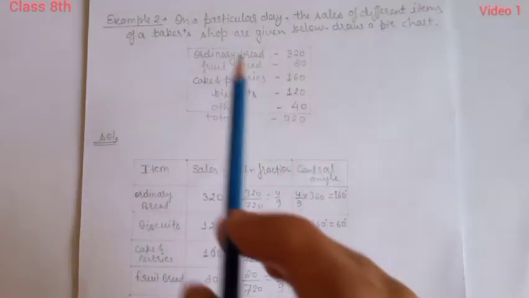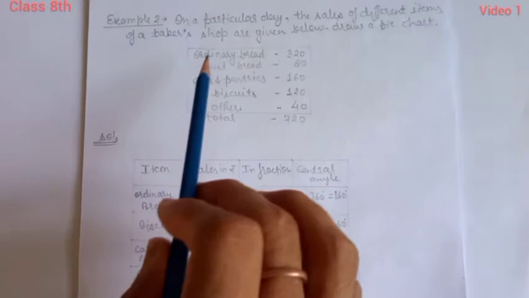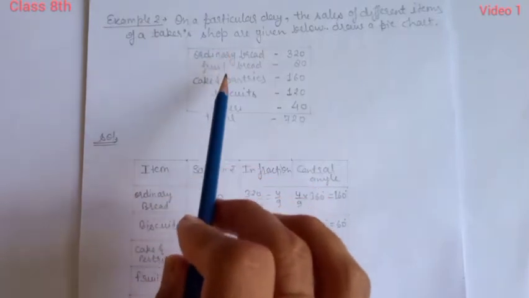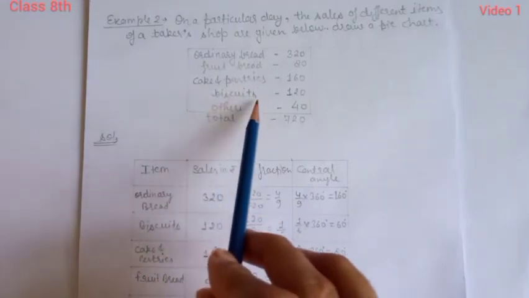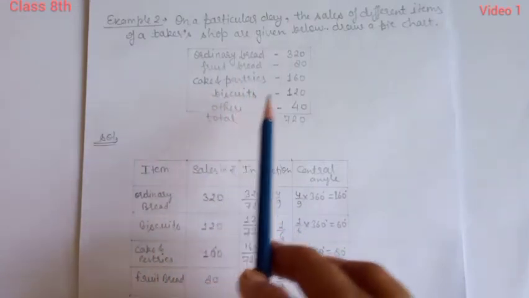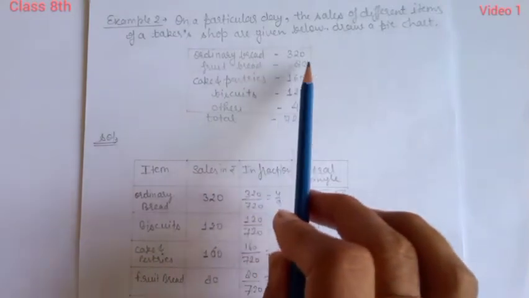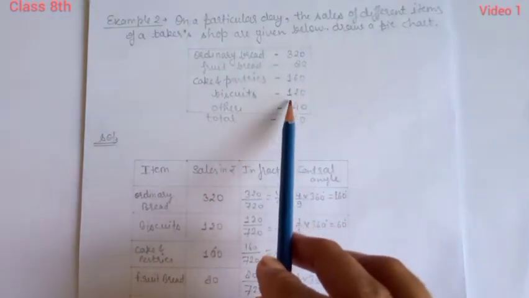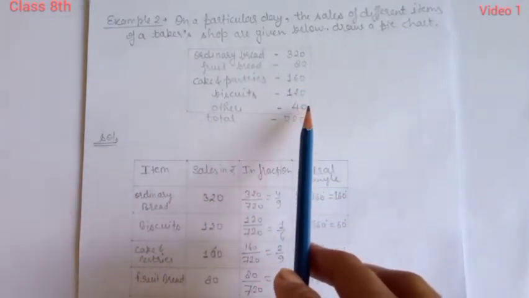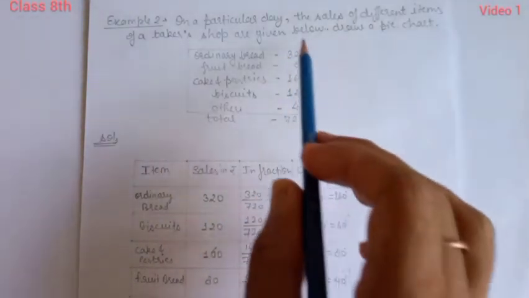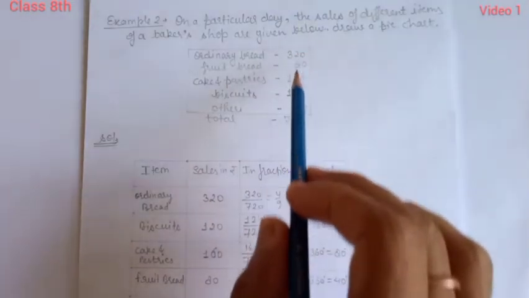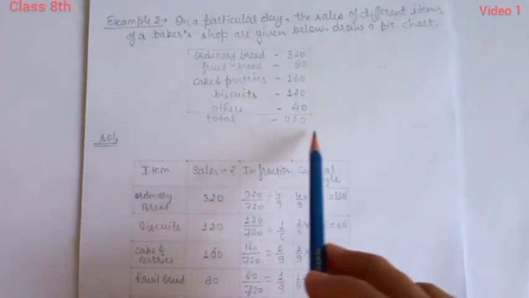So let's see. Here you can see a table which is the list of items: ordinary bread, fruit bread, cake and pastries, biscuits and others. Okay students, and the rates are given here: 320, 80, 160, 120 and 40 rupees. As you know, in this question we have to draw a pie chart. So to draw a pie chart, first we add up all the prices of a day. The sum of all is 720.